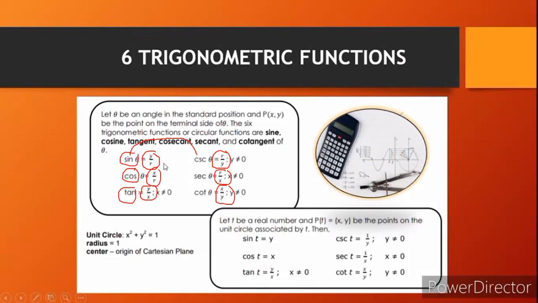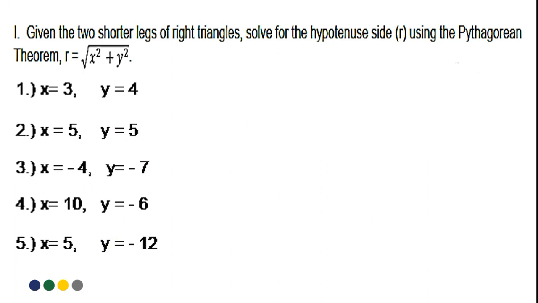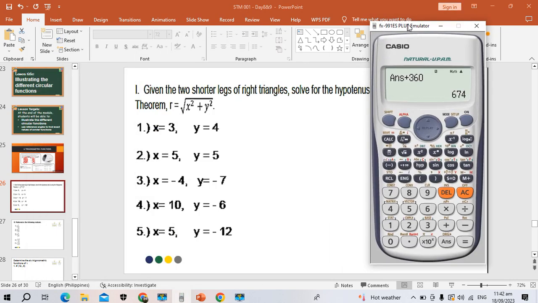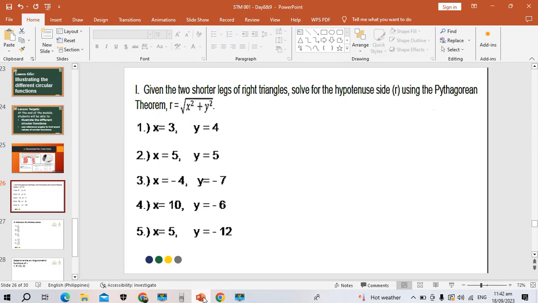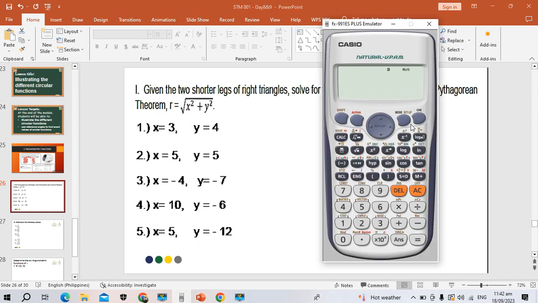Magkatunog. Dito naman, sa given the two shorter legs of right triangles, para lang kayo nagsosolve ng Pythagorean theorem. So, shortcut natin ito ha. Yung x at y given na po dyan, which is x is 3 and y is equal to 4. So, ang gagawin nyo dito, pindutin nyo lang si square root, then ilagay mo yung x natin 3 squared plus 4 squared.